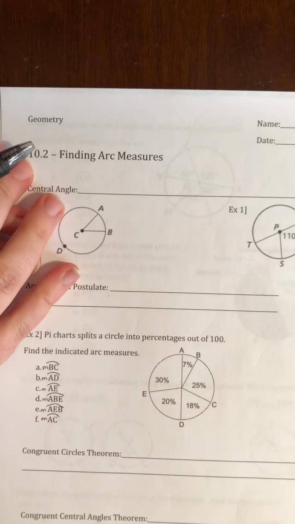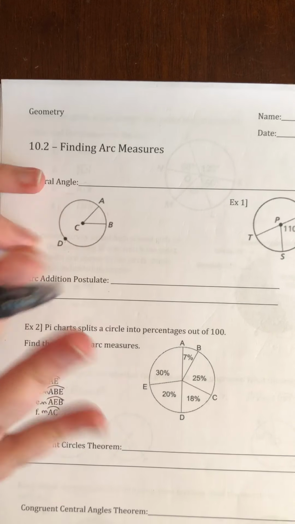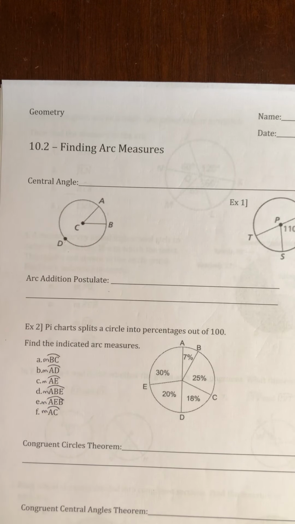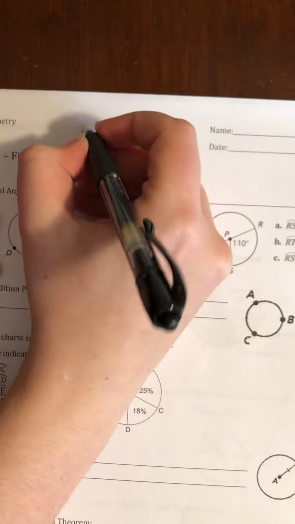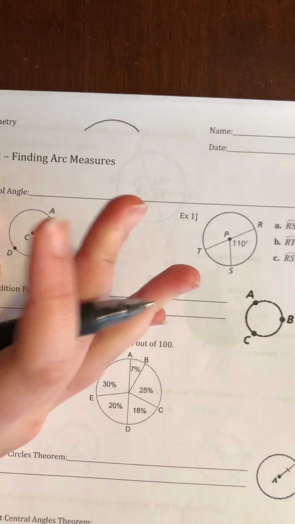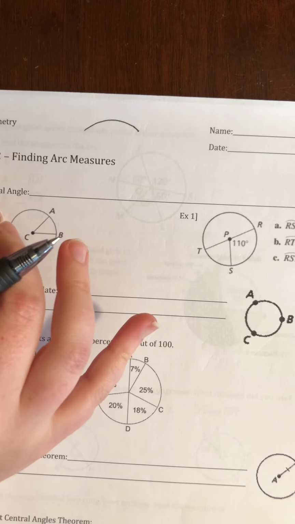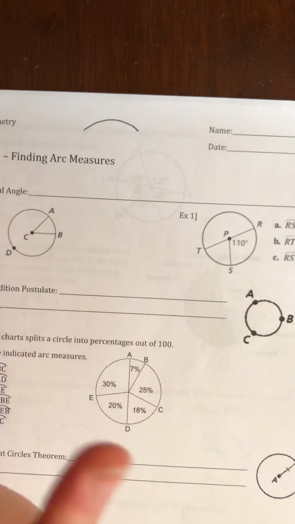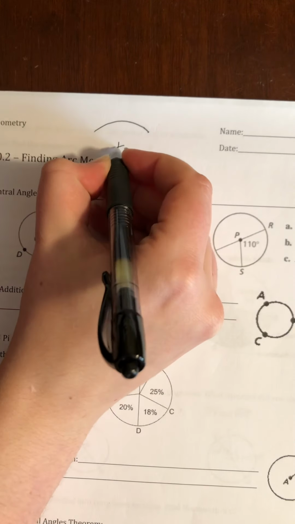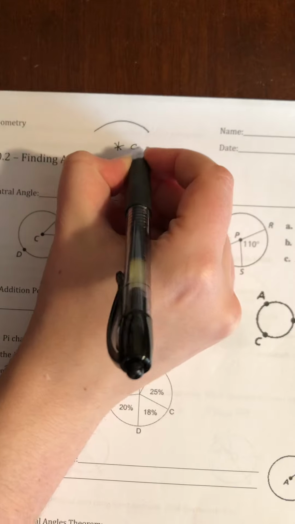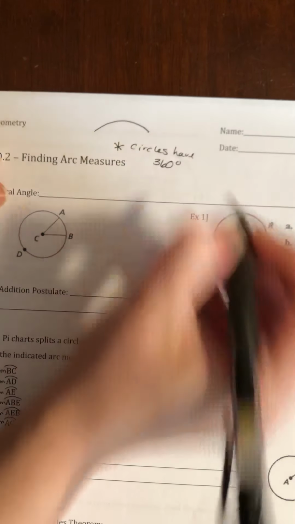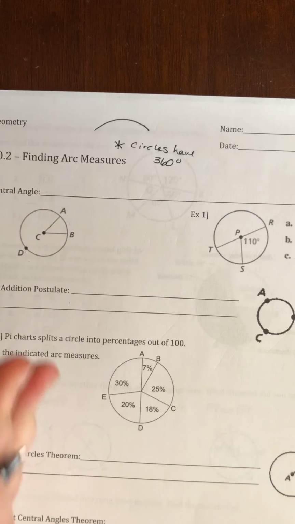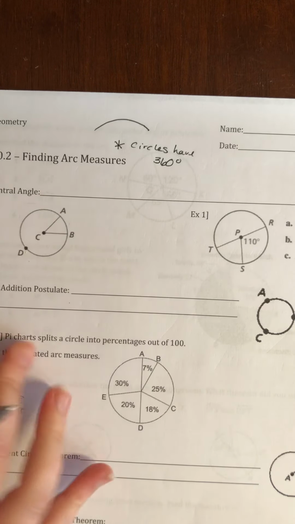So these are the 10.2 notes. Before this, you should watch 10.1, parts 1 and 2. 10.2 is all about arc measures, and arcs are pieces of a circle. So we're going to be talking about those in degrees. Something we want to make sure we remember is that circles have 360 degrees in total, because that's what everything we're going to work on is based on.